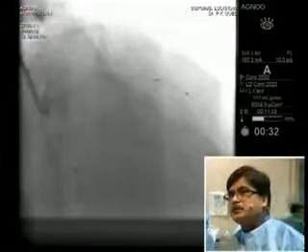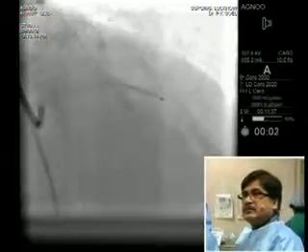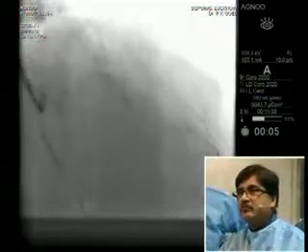There is one more way of judging tortuosity. If you take an angiogram and do a bilateral injection and you find that the proximal segment and distal segment are moving in disharmony, then the missing segment could be tortuous. That's one way one could judge that.